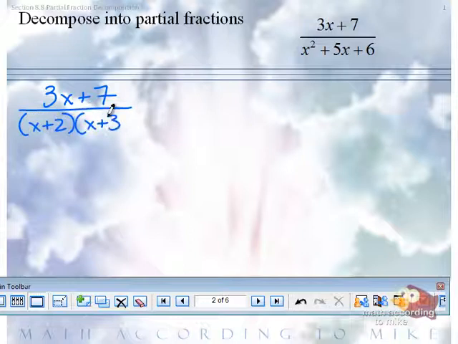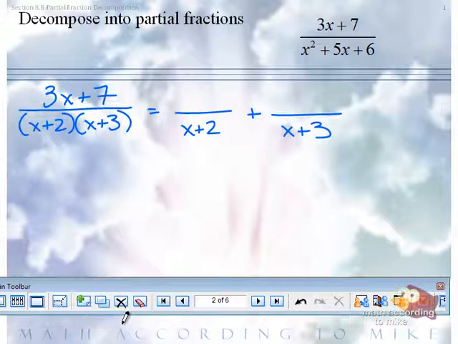So we have non-repeating, meaning that the multiplicities of all the factors is 1. Check. Linear factors, that means the degree of the individual factors is also 1. Check. Depending on the multiplicity, this tells you how many fractions you need. Since they're each a multiplicity of 1, you need 1 fraction for each factor. So one denominator has the factor of x plus 2. The other denominator has the factor of x plus 3.